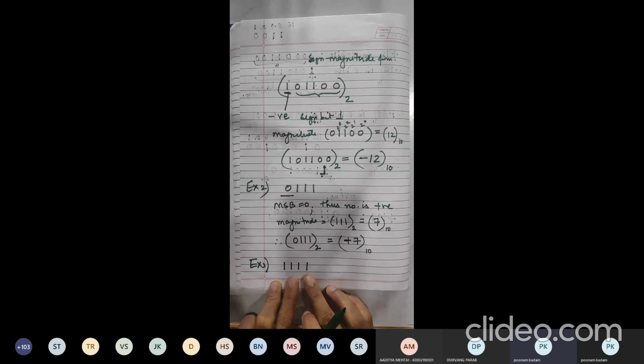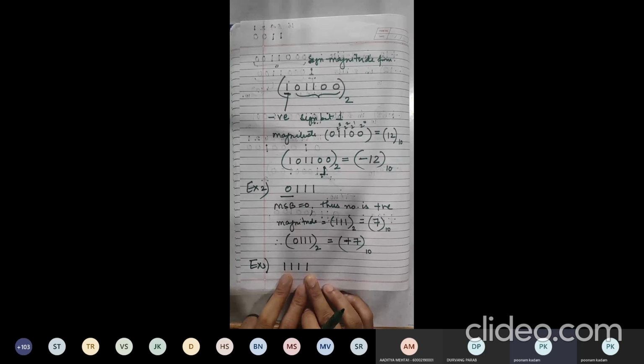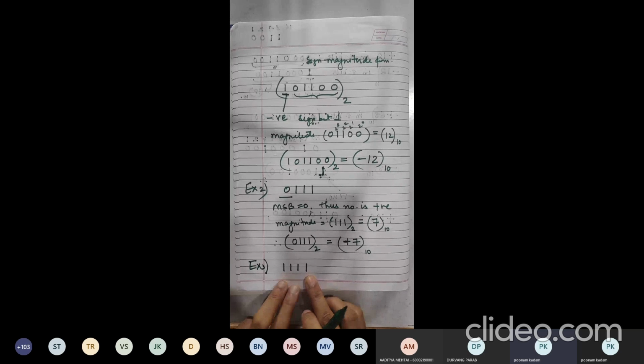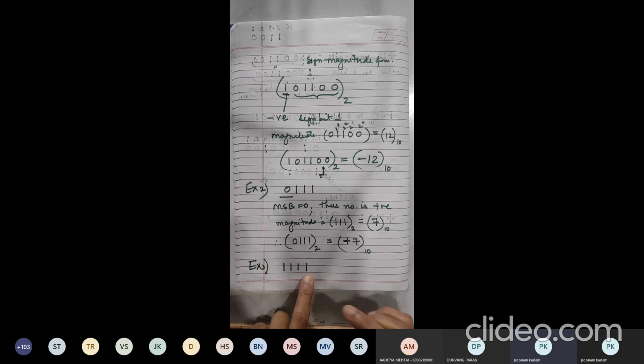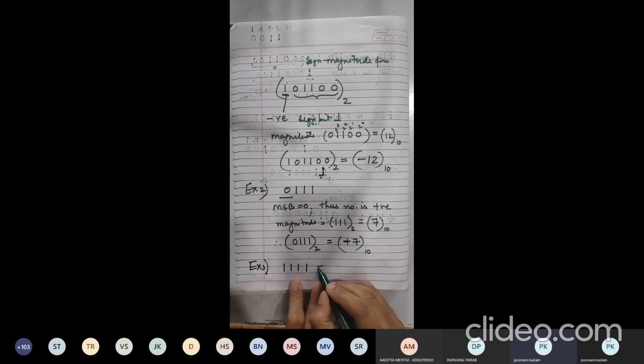It is representing 15, right? We know that the binary equivalent of number 15 is 1, 1, 1, 1. But since it is said that it is in sign magnitude form, it is not representing number 15. It is representing number -7, because the MSB bit is 1, which means it is representing a negative number, and the magnitude is 7. So it is representing -7.